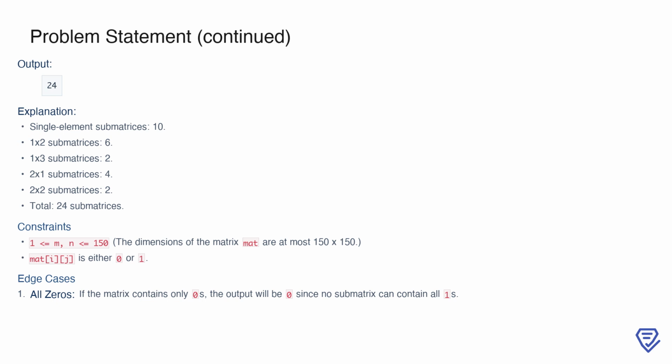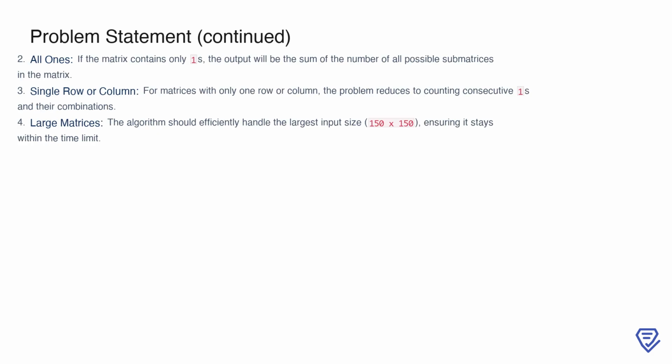This illustrates how the problem scales as the matrix grows, with larger combinations of rows and columns contributing to the count. When solving this problem, there are a few key edge cases to consider. First, if the matrix contains only 0s, the output will always be 0, since no submatrix can contain only ones. Conversely, if the matrix contains only ones, the output will be the sum of all possible submatrices in the matrix, which can be calculated mathematically.